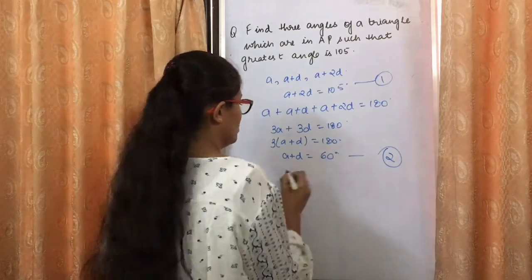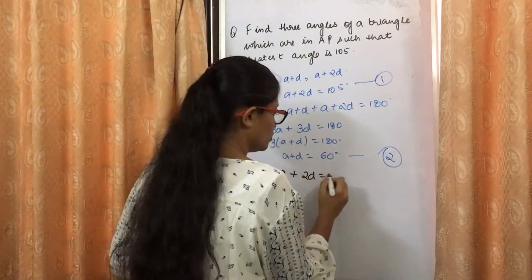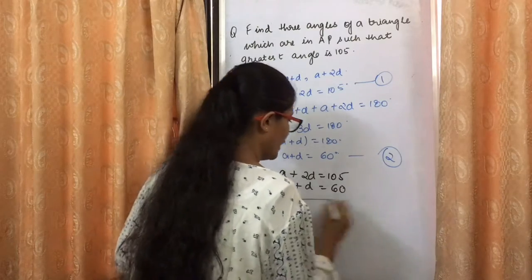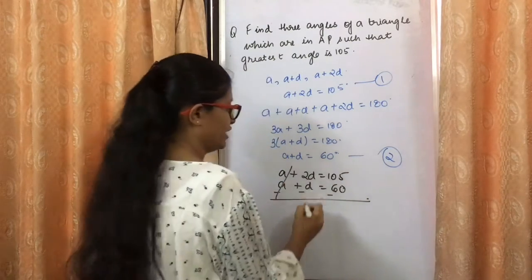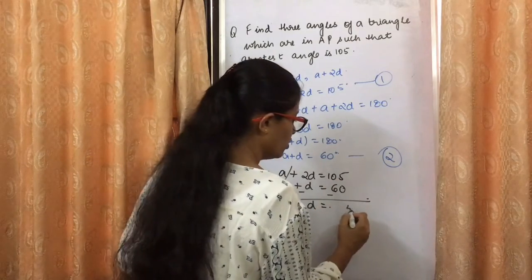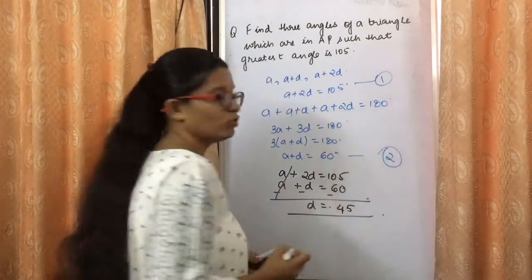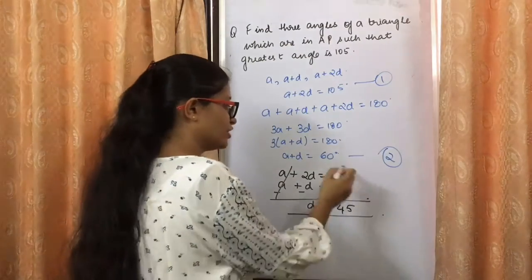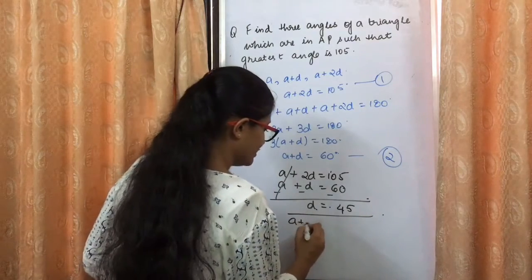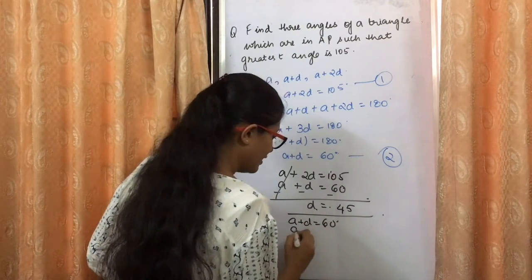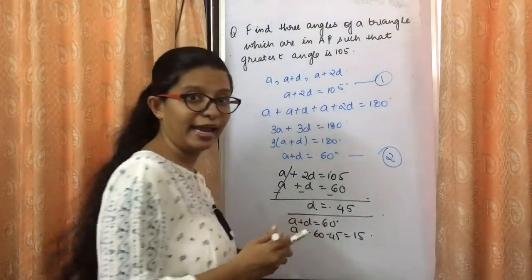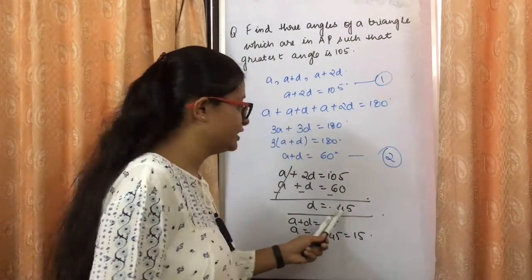Let's see how. a plus 2d is equal to 105, and a plus d is equal to 60. If I subtract both the equations, I will get the value for d. d is equal to 105 minus 60, which gives 45, so d comes out to be 45. If d is 45, substitute d in any one of the equations and we will get the value for a. So a plus d is 60, and a is equal to 60 minus 45, which gives you 15. So the value for a comes out to be 15 and the value for d comes out to be 45.